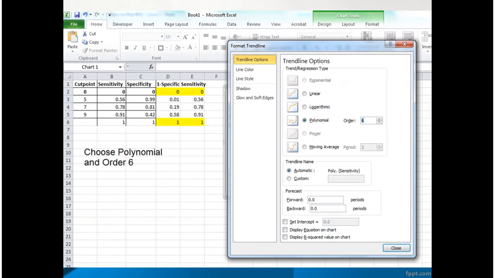And you click Add Trendline. In the trendline, you have a series of choices. You could choose linear, you can choose a log function, you can choose polynomial. Usually, I just go up to the highest value I can, which is 6.